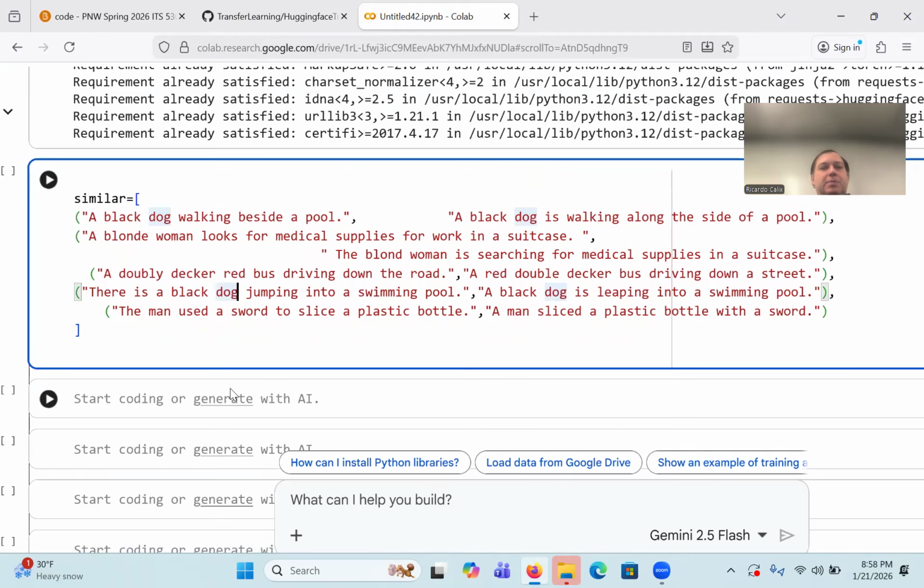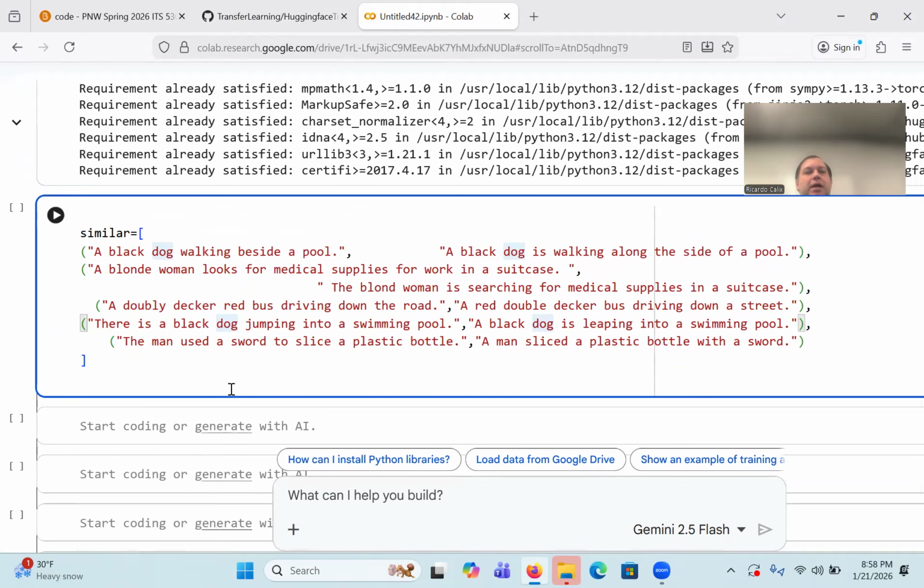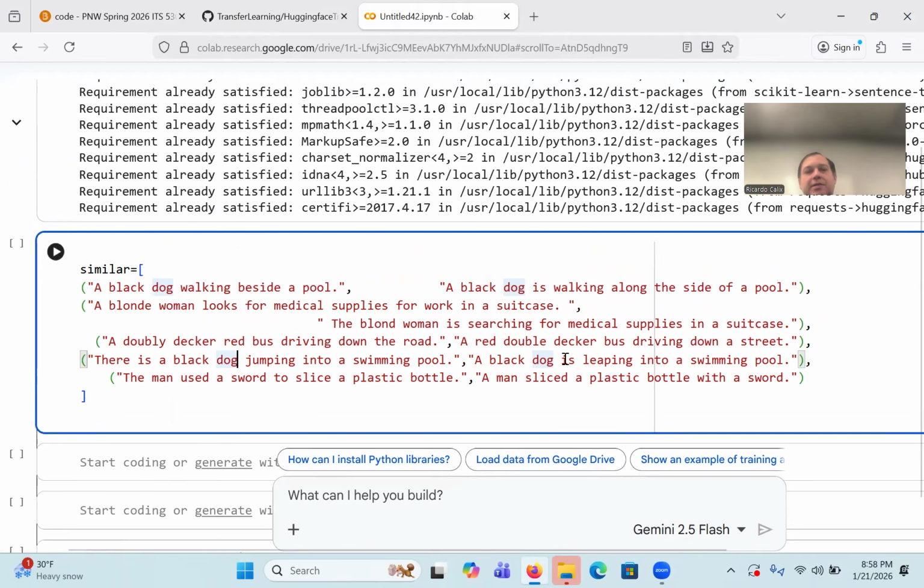So I have similar sentences. So for instance, these are going to be pairs like sentence one, the black dog walking beside a pool, and sentence two, a black dog is walking along the side of a pool. You see they're similar in meaning. Then similar, a blonde woman looks for medical supplies for work in a suitcase. The blonde woman is searching for medical supplies in a suitcase.